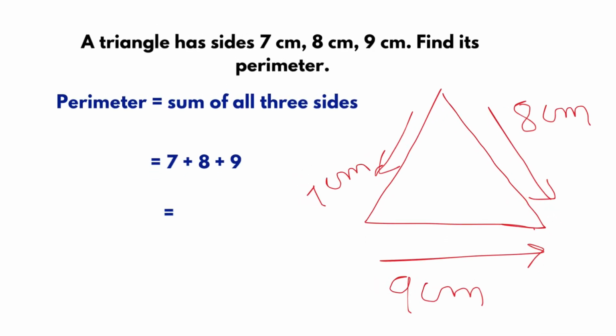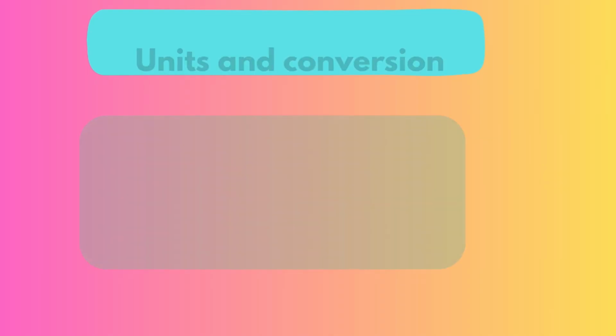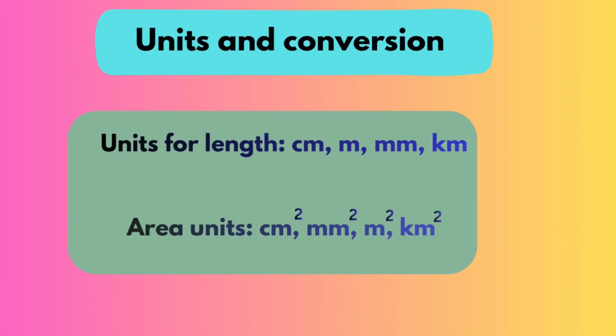A triangle has sides 7 centimeter, 8 centimeter, 9 centimeter. Find its perimeter. The perimeter of a triangle is the sum of all the 3 sides, and the 3 sides are already given. 7 plus 8 plus 9 gives us 24 centimeter.